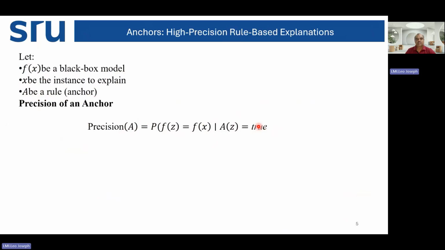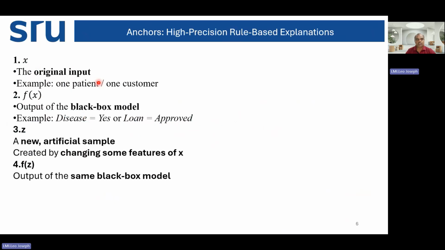Okay, let us take this instance and make a small breakup. The original input may be either a patient or a customer, one patient or one customer. Like the LIME model, we are taking one instance. The output of the black box model, in case of a patient, is disease yes or no. In case of a customer, the loan is approved or rejected. A new artificial sample will be created by changing some features of X. These X features will be changed suitably so that you can get some artificial samples. That is called perturbation.